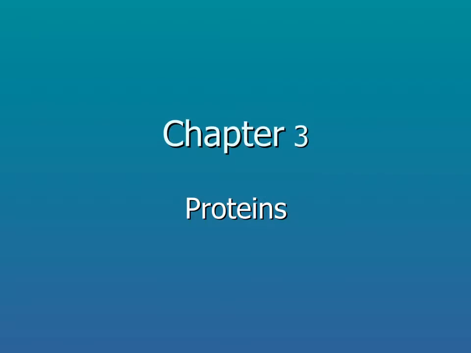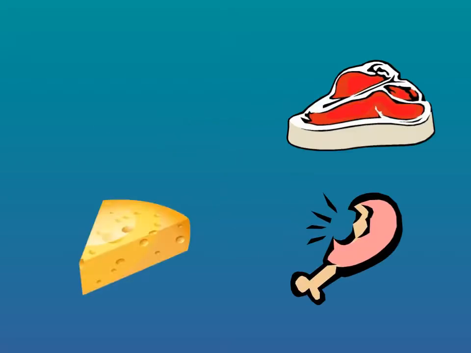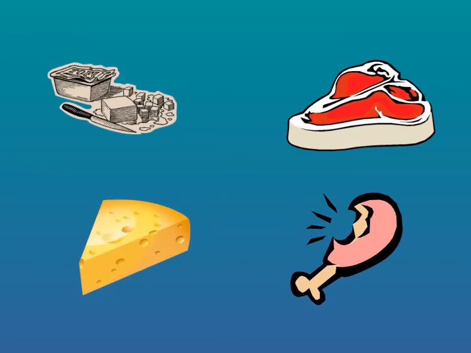Now, as I mentioned in the last lecture, there are four main types of large biological molecules, also called biomolecules or macromolecules, that living organisms synthesize: proteins, carbohydrates, nucleic acids, and lipids. This lecture examines proteins. Whether you eat meat, cheese, or tofu, you are consuming the protein that has been made by another living organism, and proteins are extremely important for life.